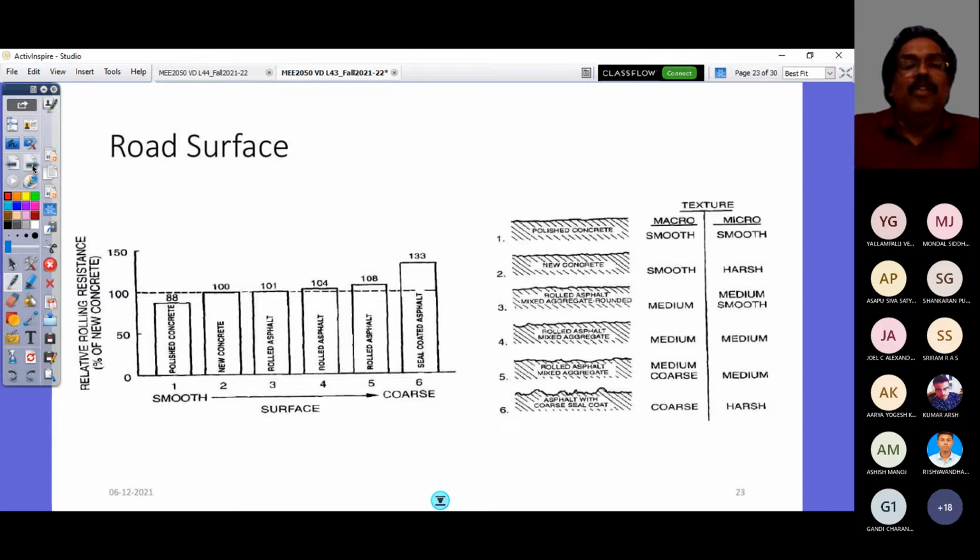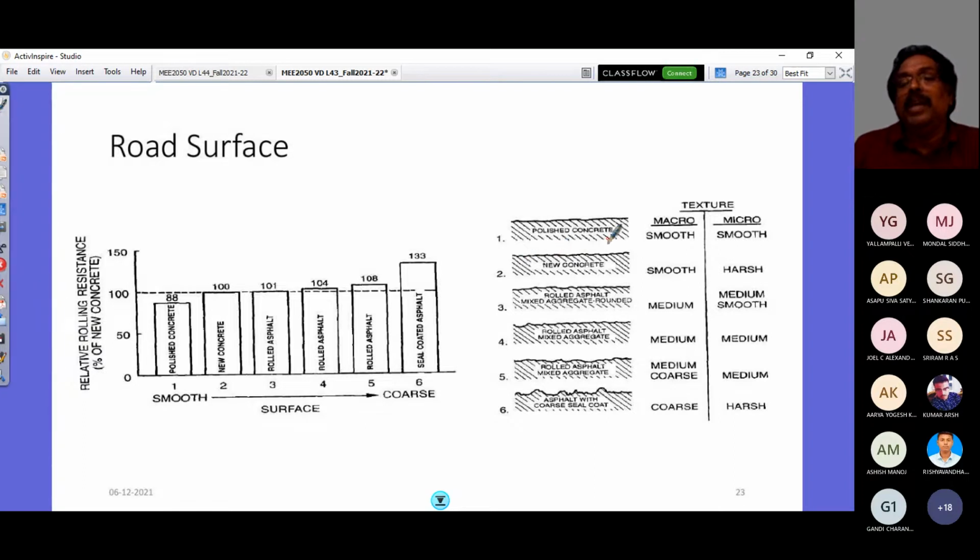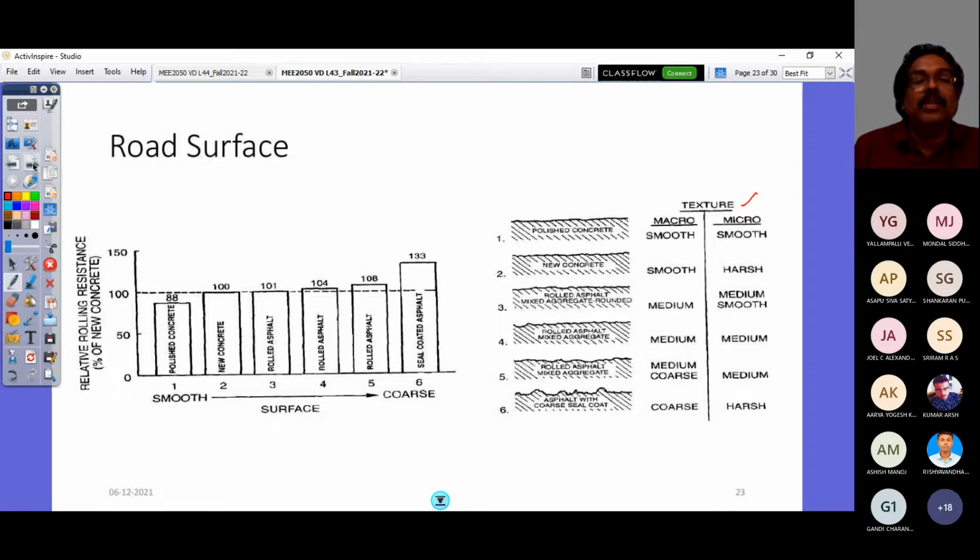And then road surface influence. If you look, there are different textures that define the road surface. So you have here an example, 6 road surfaces, from polished concrete to asphalt with coarse seal coat road surfaces, right? That has been classified based on the texture of the road, where the texture can be macro texture or micro texture, and it defines the smoothness or harshness of the road surface. We have already seen this, and I will explain what this is in the next slide and come back to this slide once again.